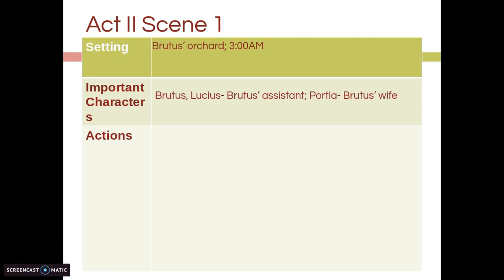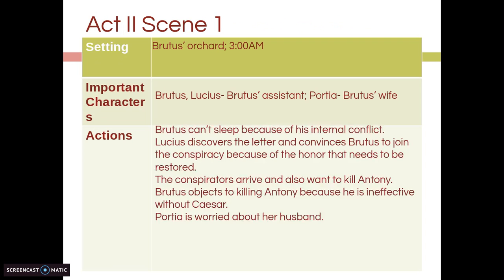And we're going to see Brutus. We're going to see Lucius, who is Brutus's assistant, and you're going to learn about Portia, who is Brutus's wife. And you're going to find out, well, Brutus can't sleep because he's got an internal conflict. Is he for or against Caesar? And Lucius is going to find a letter that is going to convince Brutus to join the conspiracy. Of course, this letter is fake. It's not really from the people.